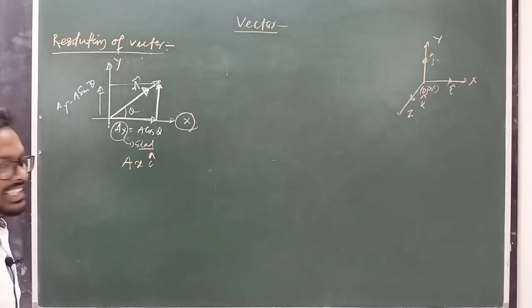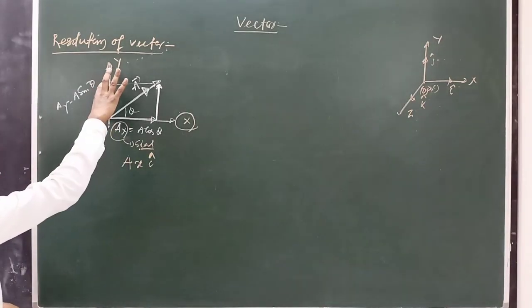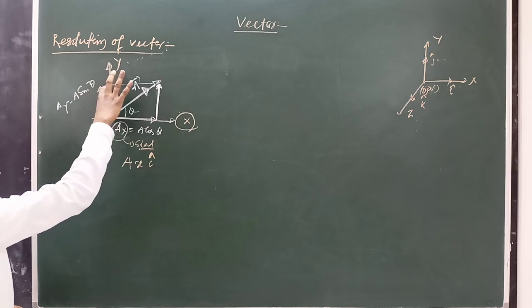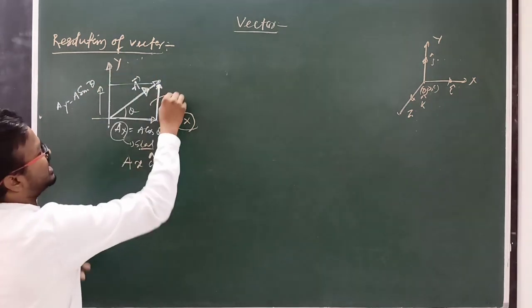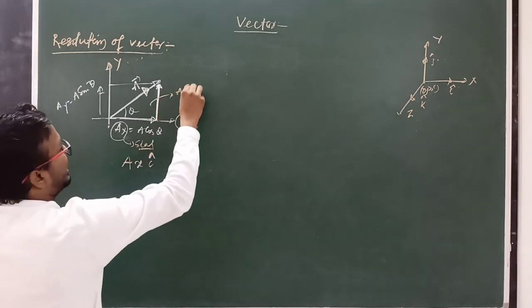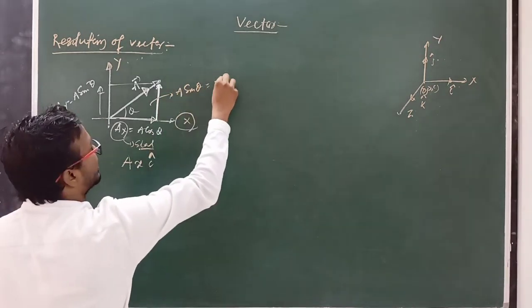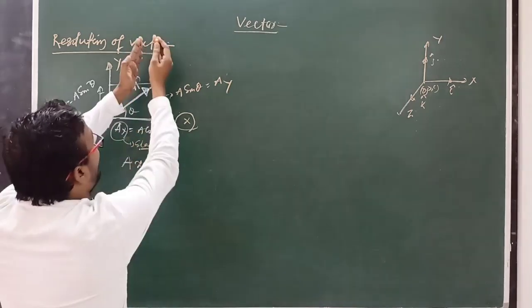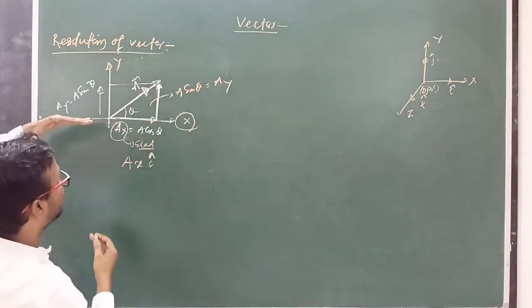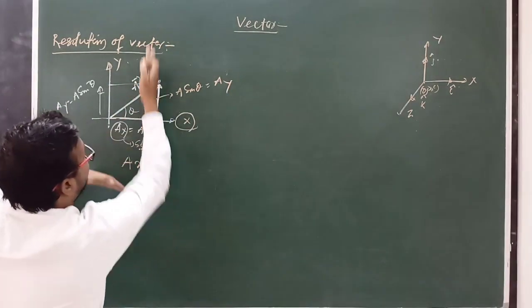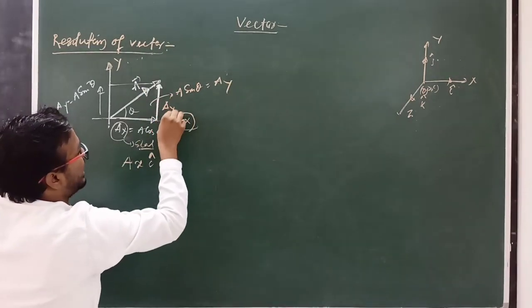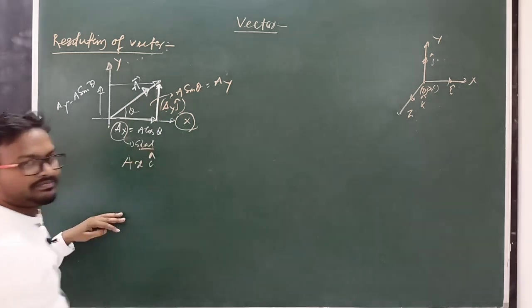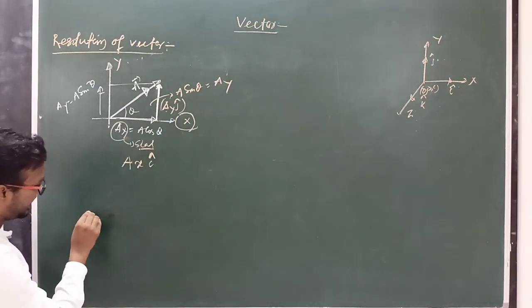Similarly, a vector can be shifted. This vector is here a sin theta. Now you can shift this vector here. How much is this vector? Now this vector comes to be a sin theta, which is equal to ay. But this is along the y axis. This is along the x axis and this is along the y axis. So we can write this direction as ay j cap. Clear?